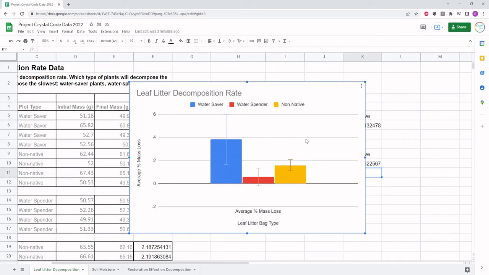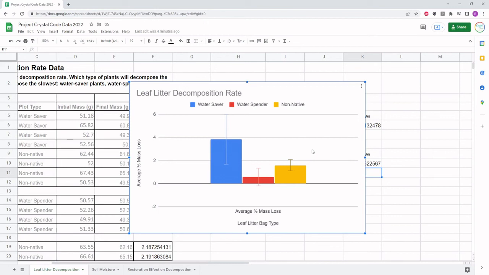If the measurements were really spread out, as we saw in some of our data here, you'll notice that our standard deviation will be large, as you see in our water saver, and means that there's a potential for a lot of overlap in our standard deviation from one leaf litter bag type to another. That means that there is a chance that our data didn't have significant trends and that there may be too many random differences to say for sure if our results are real.